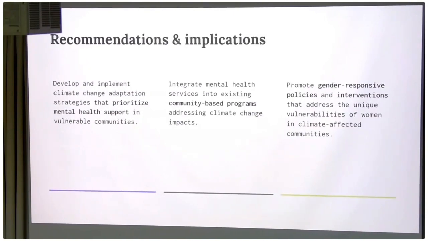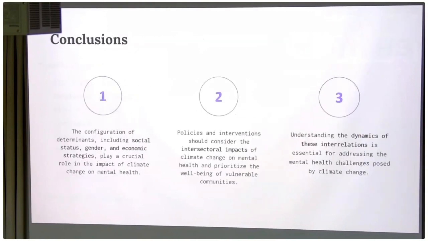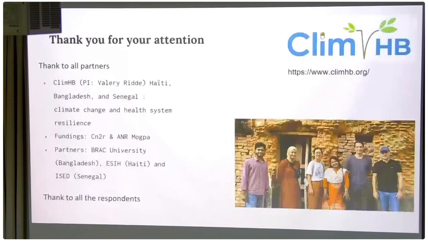So to finish, just some recommendation: to prioritize mental health support in vulnerable communities, to try to make solution with the community from the local to the global, and to have some gender responsive policies. In conclusion, the three key social determinants: social status, gender, economical strategy. And what is really important is also to understand the dynamic of the interrelation between economic and environmental factors.